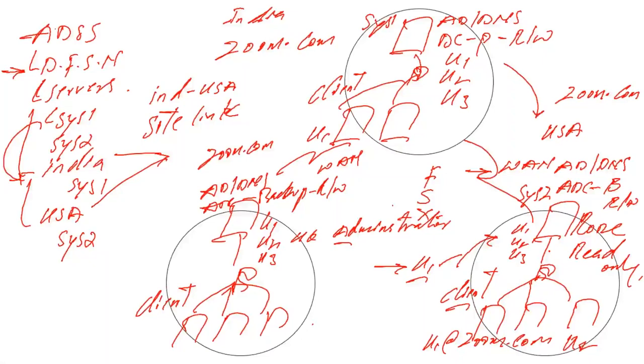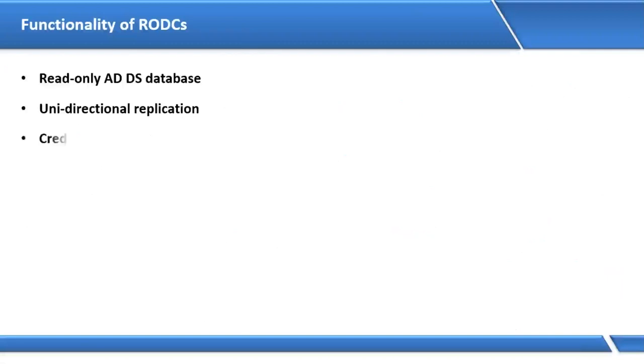How? By pushing the passwords. By pushing the password, so it's called updating the password. So update all the users' or selected users' passwords from DC to RODC. And this process is called credential caching. It's called what here? Credential. Credential means user information, username and password. So credential caching, we have to move it.